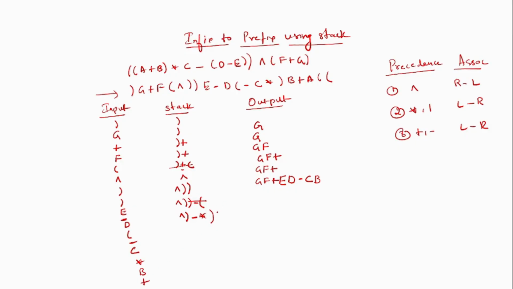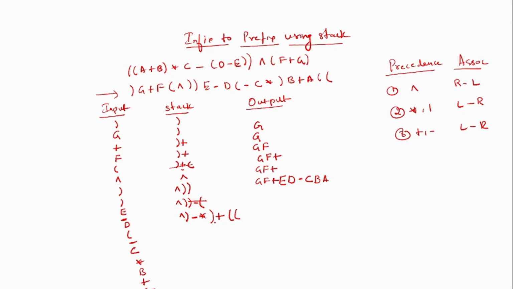Then comes plus, I write plus here, right? And then comes A, I write A directly here. And then comes the open parenthesis here. Open parenthesis. And then directly we have another open parenthesis.